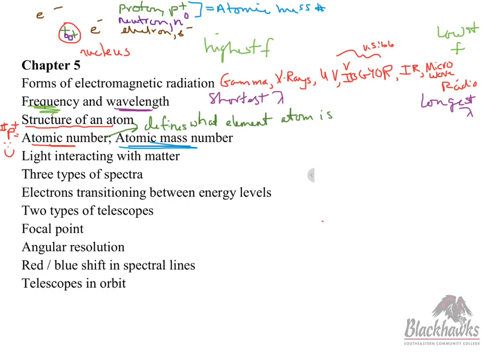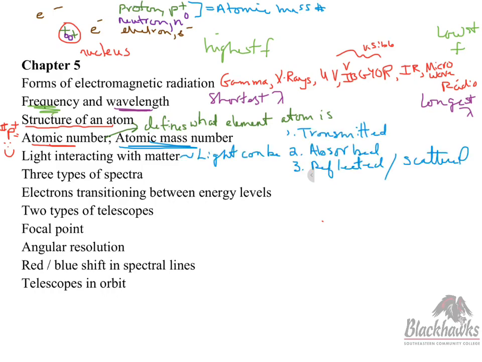And then there was a slide that said the 3 different things that can happen when light hits matter. Light can be transmitted by the matter, light can be absorbed, light can be reflected or scattered. Kind of ringing some bells.